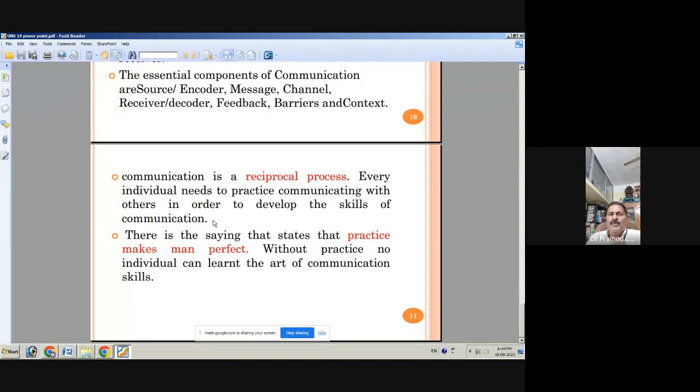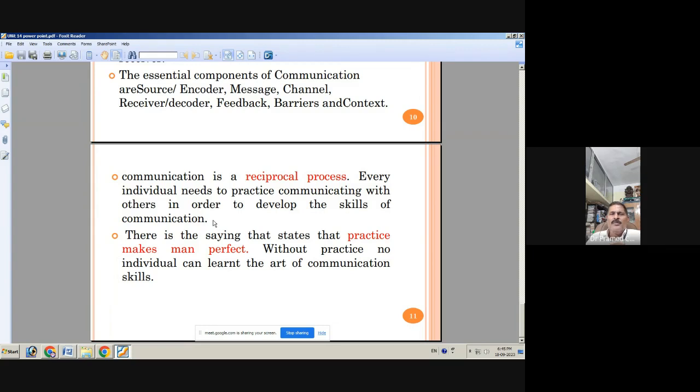And communication always depends upon your skills. You will have to develop skills among yourself, how to talk, how to present the subject matter to others, whether verbal, non-verbal, pictures, diagrams, whatever it may be. That skill is very important, not only for you, but also for those who are going to receive your message. So there is a saying that practice makes a man perfect, and without practice, no individual can learn the art of communication skills.